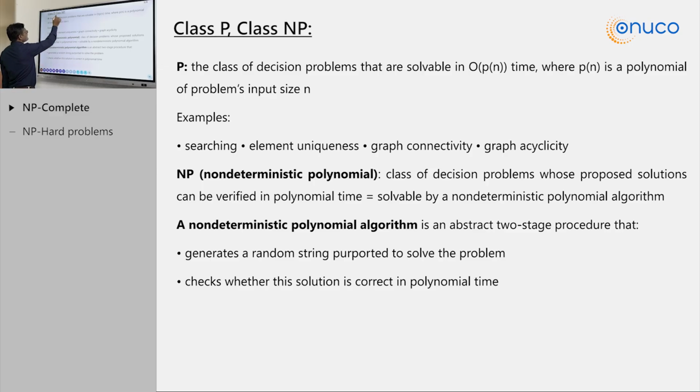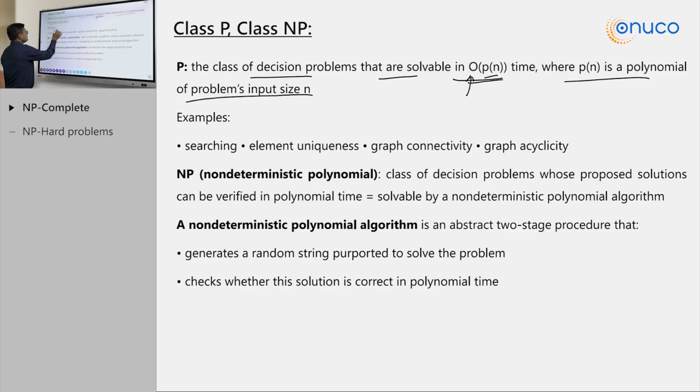So let us see what class P and class NP are. P is the class of decision problems that are solvable in O of p(n). Remember that we have discussed big O notation in the very first module, asymptotic notations. So here n is the input size and p(n) is a polynomial time for that input, where p(n) is a polynomial of the problem's input size n.